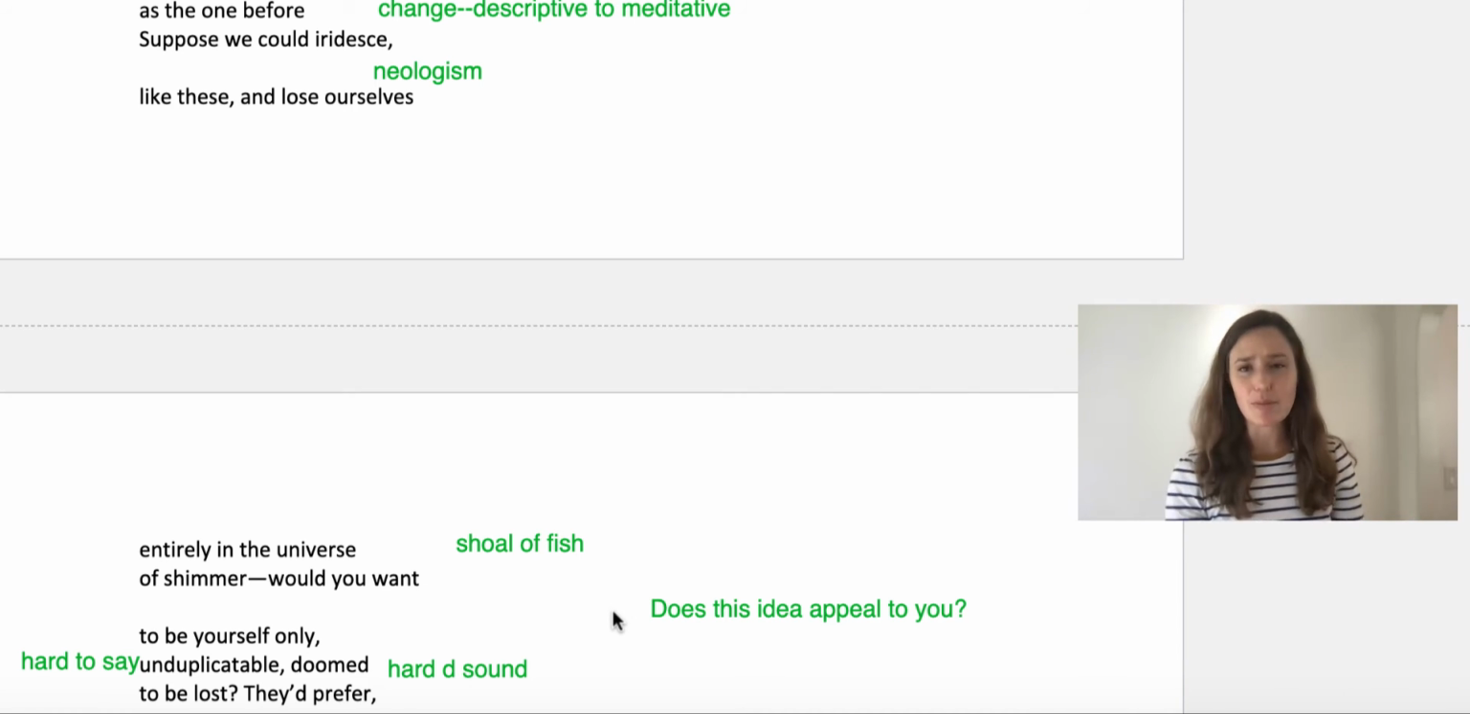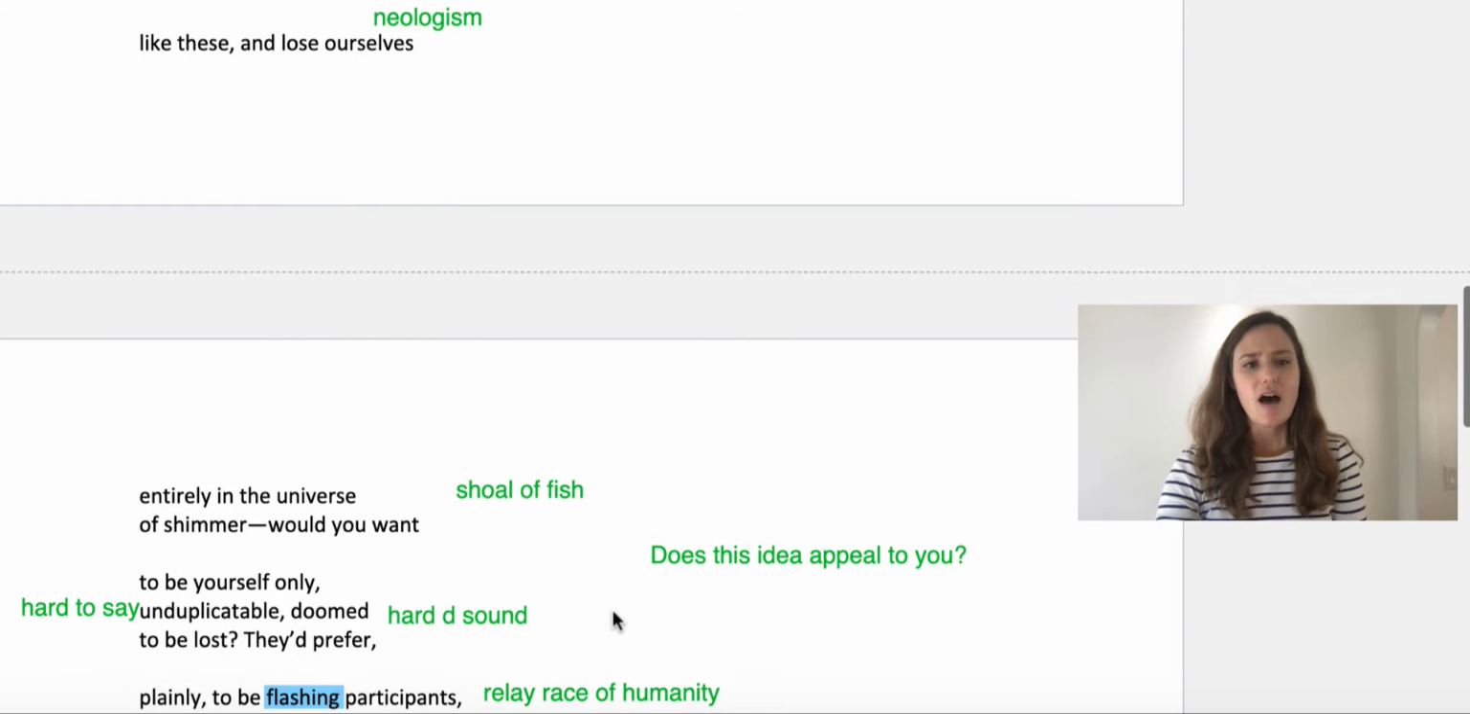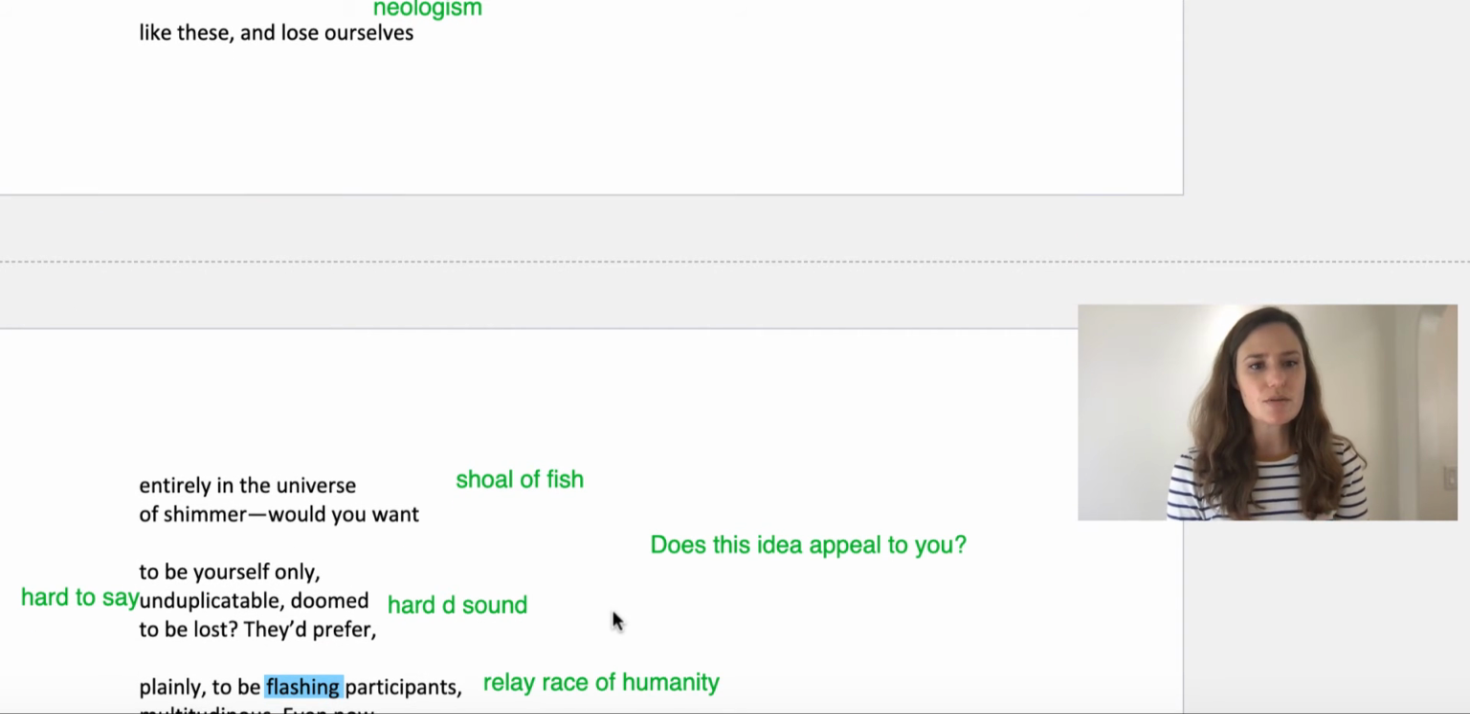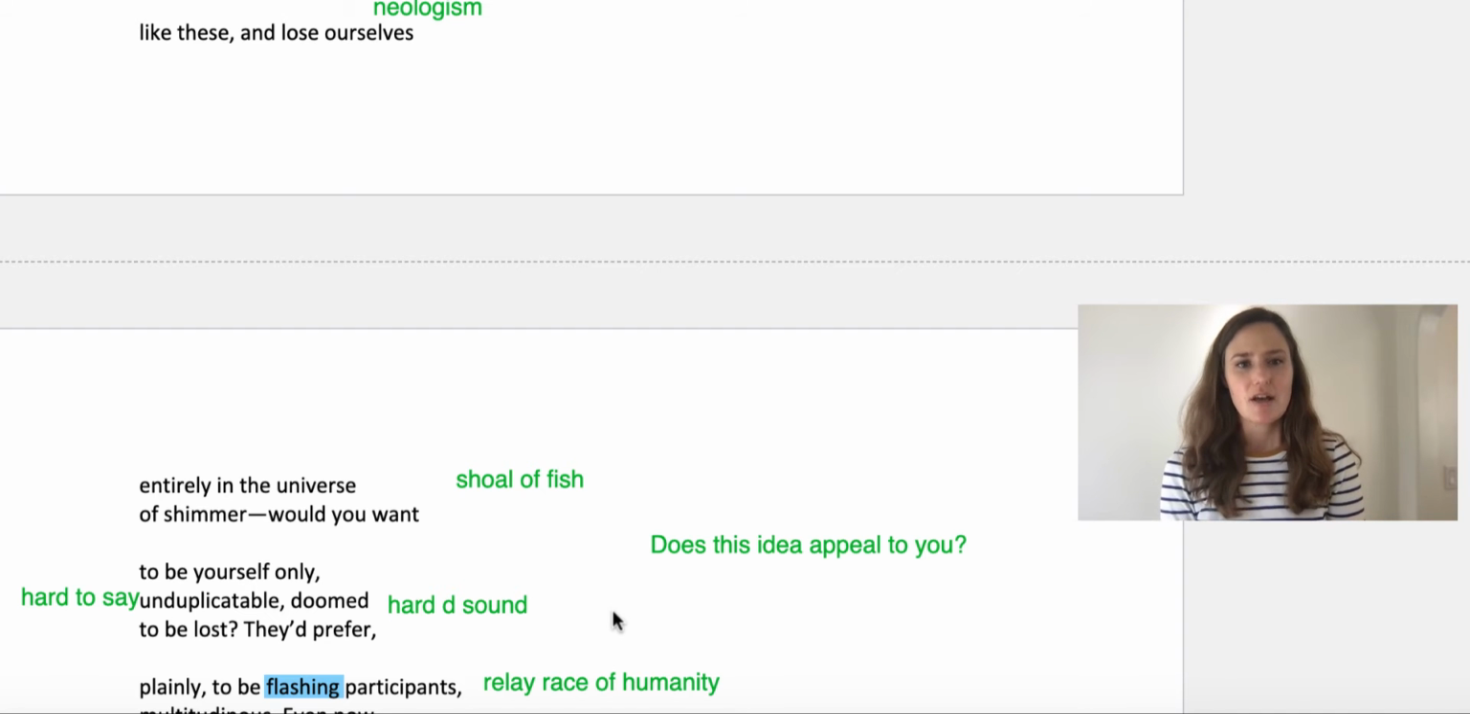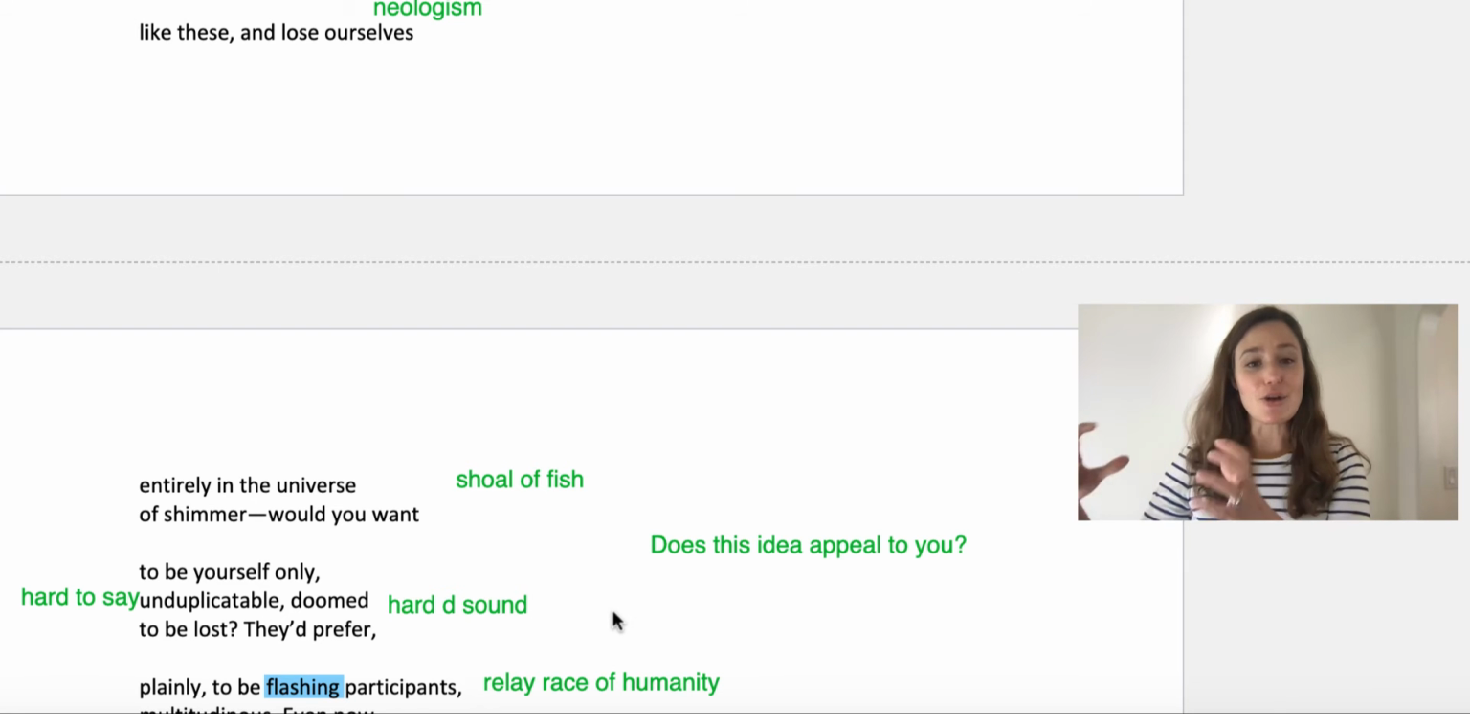But here he asks, okay, what if we could lose ourselves like these fish who are swimming in a school or who are displayed in a display case all together, one for one? "Would you want to be yourself only, unduplicatable, doomed to be lost? They'd prefer plainly to be flashing participants." So would you want to be like these fish and be a flashing participant in some sort of group unit, or would you want to be yourself?